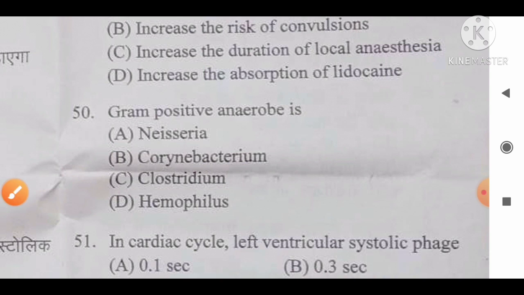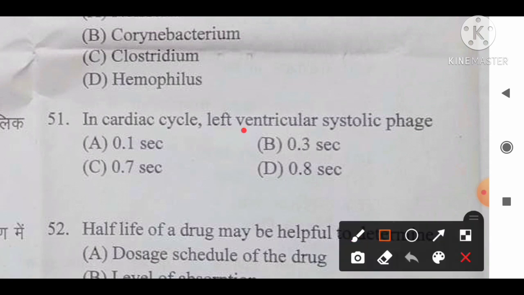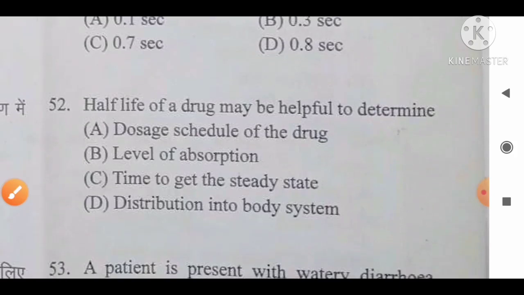Move to the next question, number 51. In cardiac cycle, left ventricular systolic phase is about option A 0.1 second, B 0.3 second, C 0.7 second, D 0.8 second. And the correct answer for this question, it is generally around 0.3 second. So option B will be the correct answer for this question, and you have to remember the correct answer for this question. Move to the next question number 52.